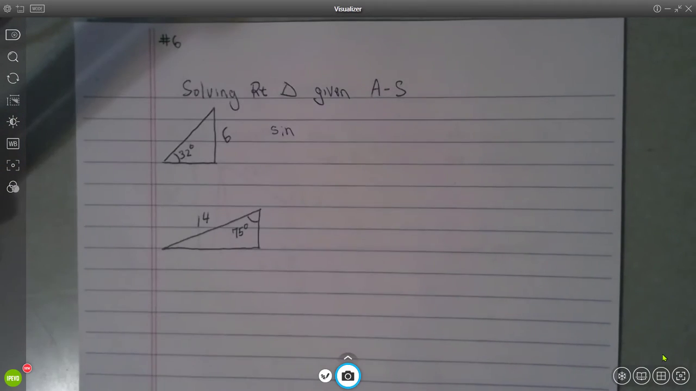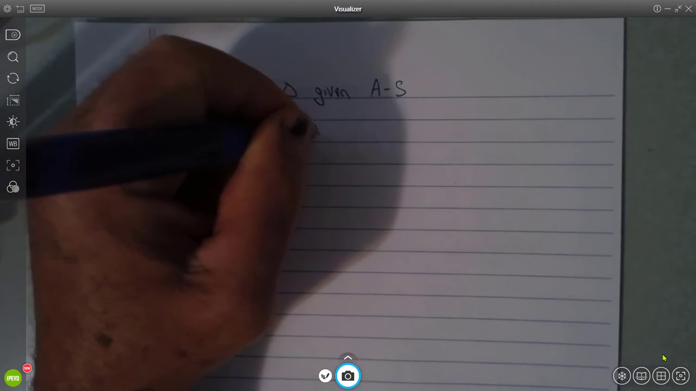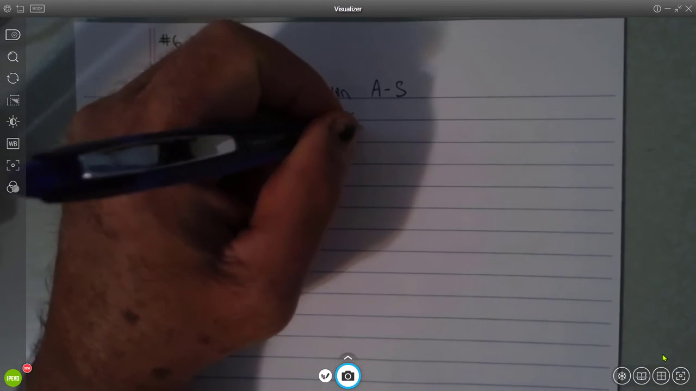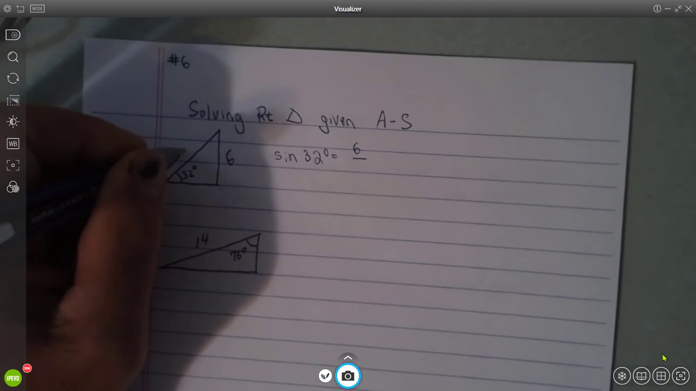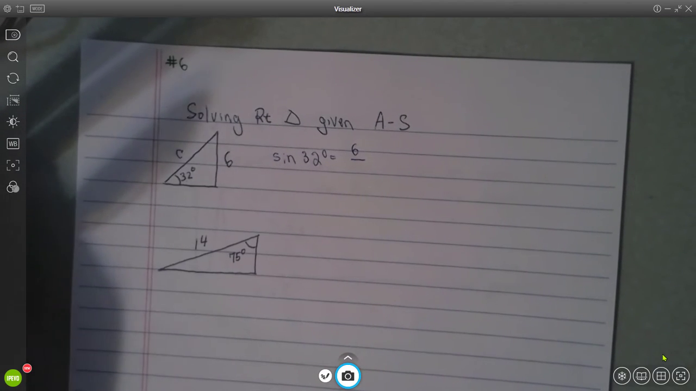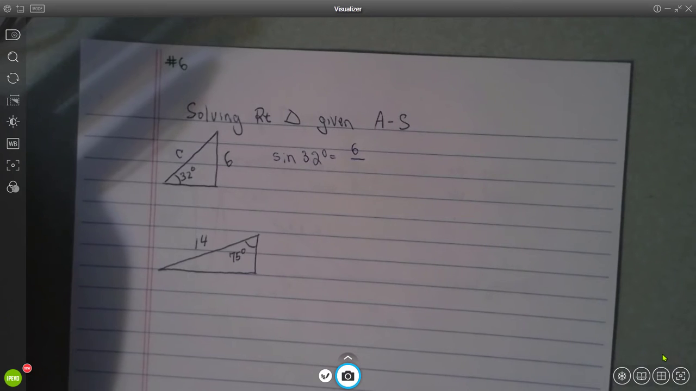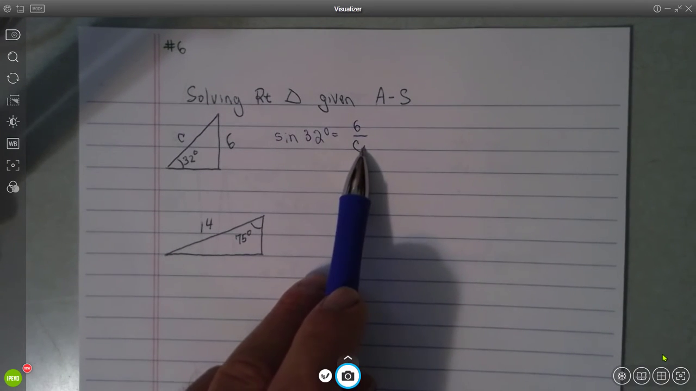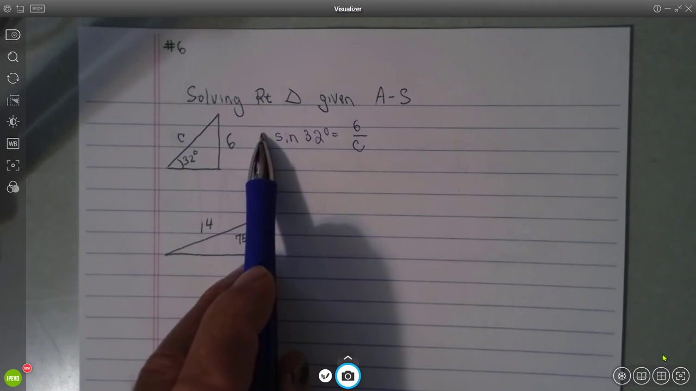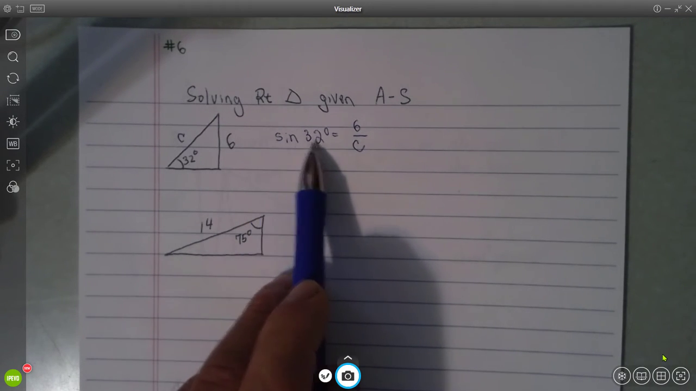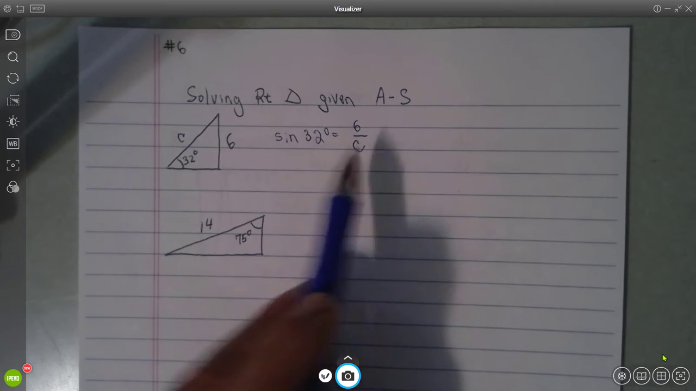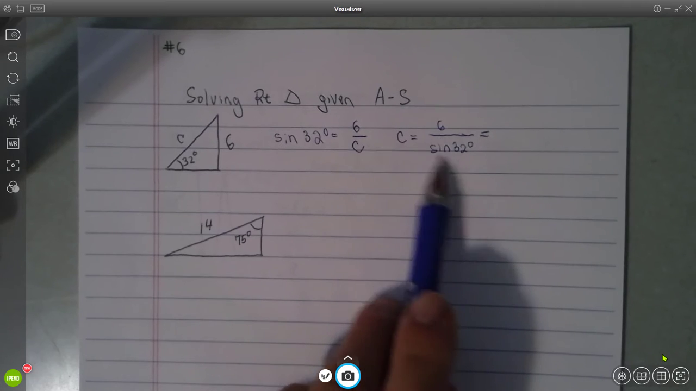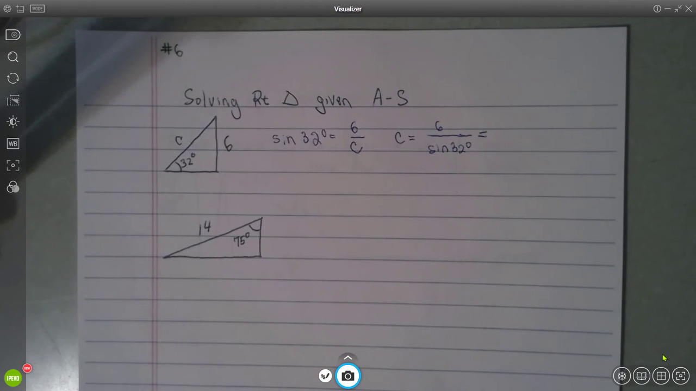The sine of 32 degrees is the known side, 6, over the length of the hypotenuse. Let's give that a name. We'll call that C. Then we can multiply each side by C. That'll put the C up here. And we can divide each side by sine of 32, which will put the sine of 32 degrees down here. And now, fortunately, everything on the right-hand side is a number. So we can do that with our calculator.